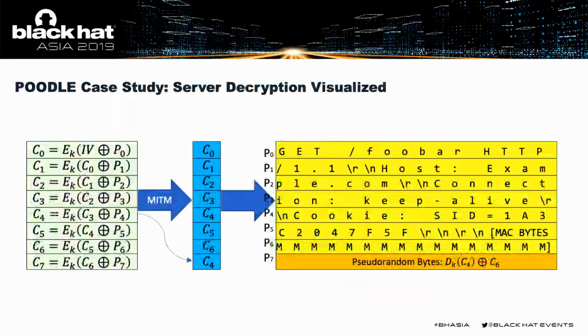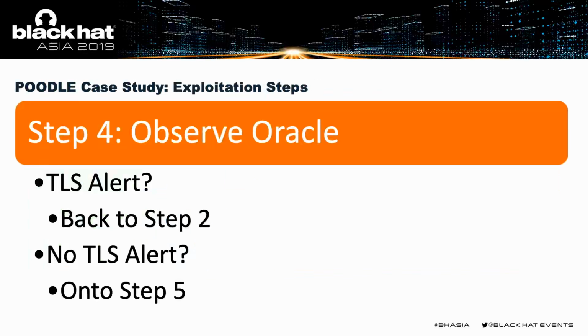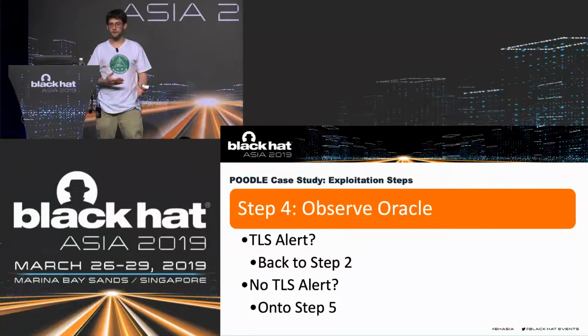Now, when the server decrypts this, that last block is going to end up being pseudo-random data, because you're taking some decryption intermediate value and XORing it with these MAC bytes. You can see the equation for what those pseudo-random bytes would be: it's the decryption of C4 XORed against C6. So the attacker is going to watch what the server does. If the server sends a TLS alert, that means the padding was invalid because the padding length ended up not being correct, so the MAC was not correct, and the server rejects the message.